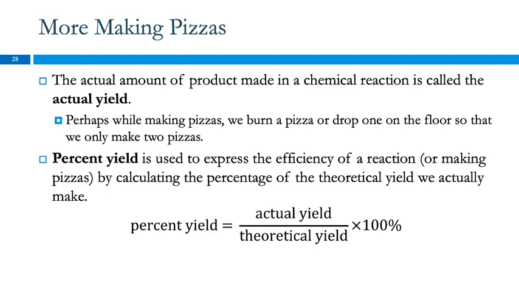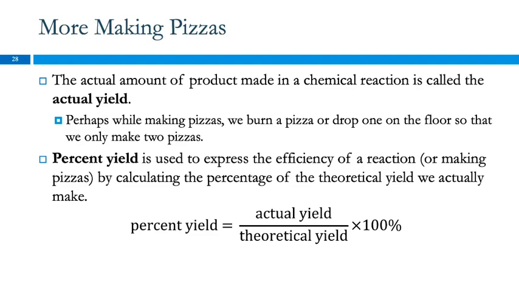The actual amount of product made in a chemical reaction is called the actual yield. The actual amount is the actual yield. The terms we use are not intended to be confusing. We're trying to be descriptive here. So let's think about the pizzas. You're making pizzas, and sometimes something happens, right?